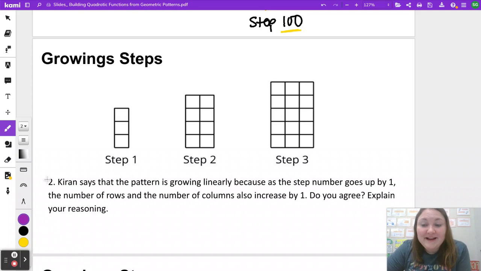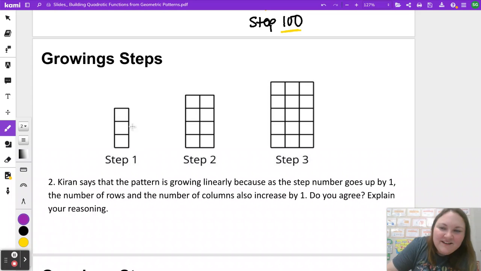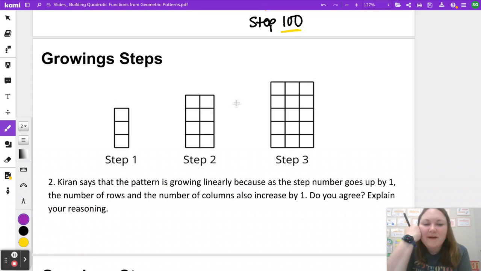In number 2, we've got Kieran says that the pattern is growing linearly because the step number goes up by 1 and the number of rows and the number of columns also is going up by 1. So it keeps going up by 1, meaning it was a width of 1, then a width of 2, a width of 3. The height was 3, then 4, then 5. It just keeps going up by 1. What do you think? Is this linear? Pause the video if you need more time to think.